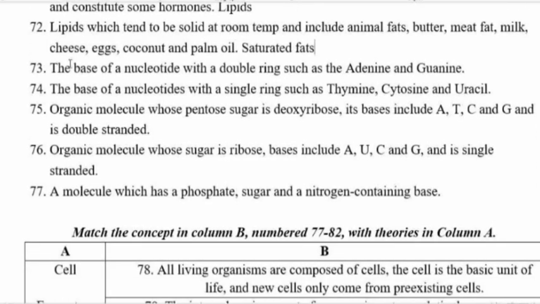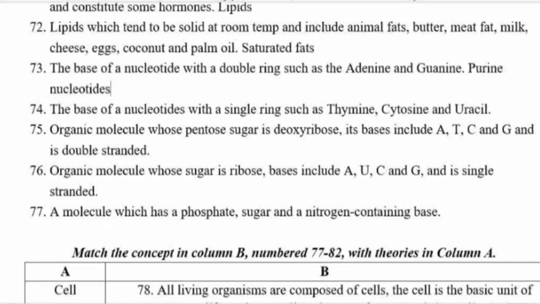Now, 73. The base of a nucleotide with a double ring, such as adenine and guanine. So adenine and guanine, they are the purine nucleotides. So we say purine nucleotides. Now, there's another one which is also useful.